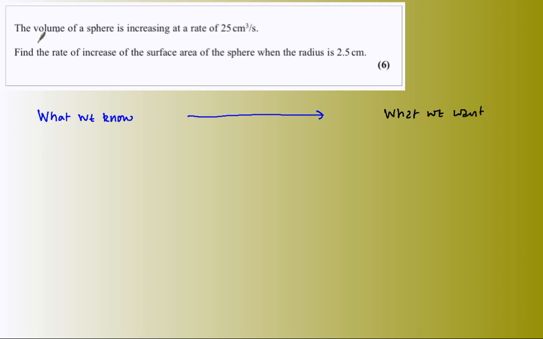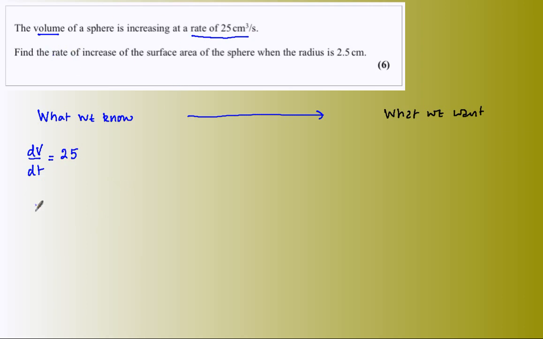So what we know, this is about a sphere, and it says the volume is increasing at a rate of 25. A rate, now that is a gradient, a rate of increase, dV/dt. The rate of increase of volume is 25. Of course, that's not the only thing we know here.